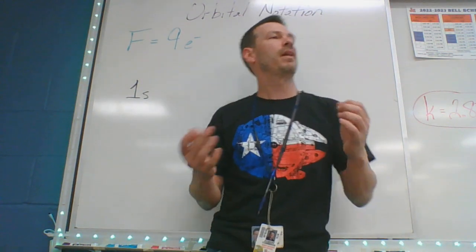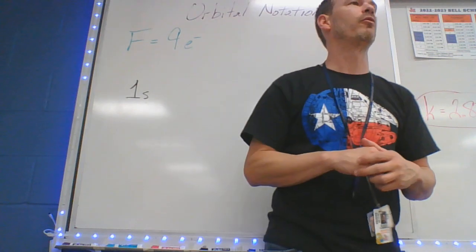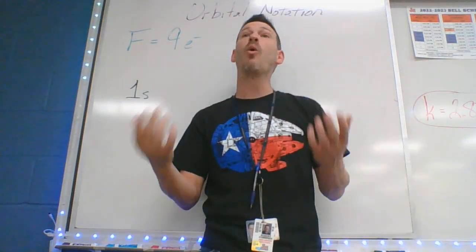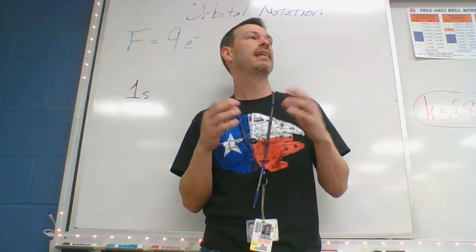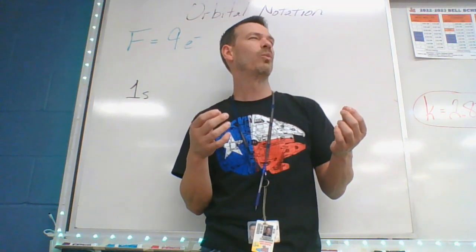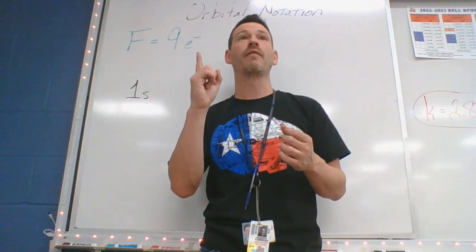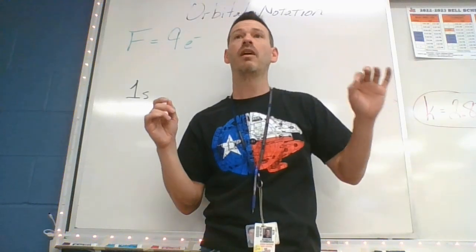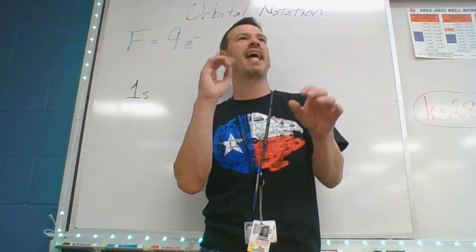Now we have to know something about the S sublevel. I need to know how many circles, how many orbitals exist in S. What's the answer? How many orbitals does an S hold? The answer is 1. Now, if you're like, I didn't know that. Yes, you did. Go back to the opening slide. You wrote it down. Verify. Does everybody see that S can have 1 orbital? Awesome.